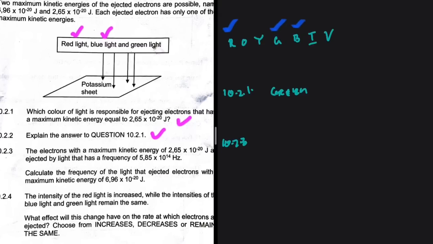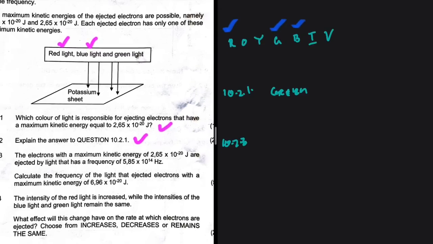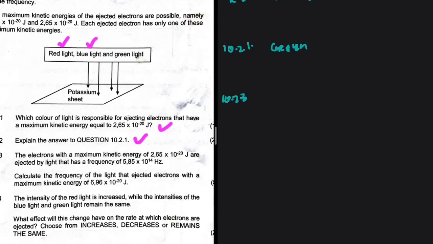10.2.3, the electrons with the maximum kinetic energy of 2.65 times 10 to the minus 20 joules are ejected by light that is a frequency of 5.85 times 10 to the power 14 hertz. Calculate the frequency of the light that ejected electrons with a maximum kinetic energy of 6.96 times 10 to the minus 20 joules. Okay, so what are we looking for? We are looking for the frequency of the light that emits electrons with a maximum kinetic energy. So EK max equals 6.96 times 10 to the minus 20 joules.